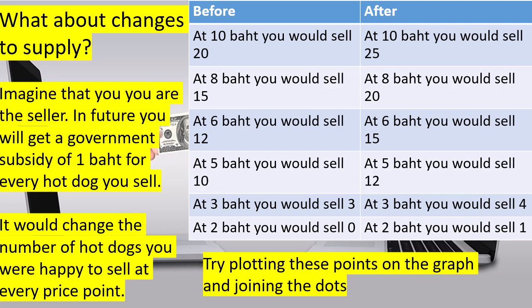What about changes to supply? So imagine that you are the seller. In future, you will get a government subsidy for 1 baht for every hot dog you sell. It would change the number of hot dogs you are happy to sell at every price point. So try plotting these points on the graph and joining the dots. So the ones on the left in the before column are the ones we've already done. The ones on the right in the after column are the new ones, and you can see at every price point they are higher.